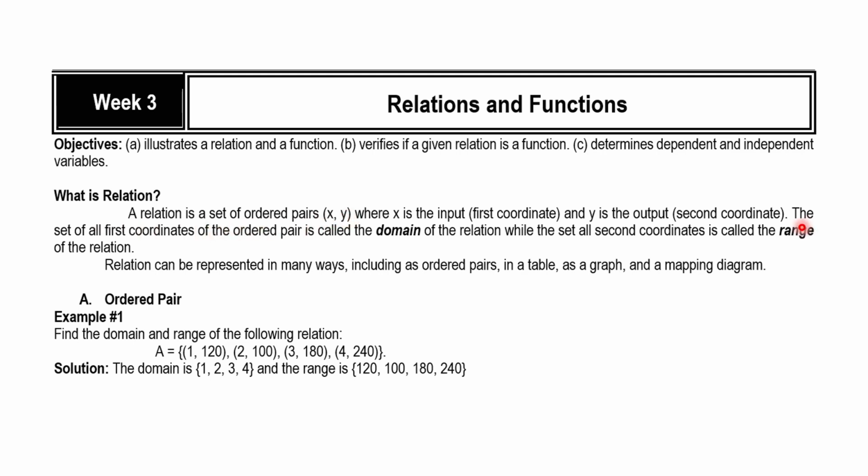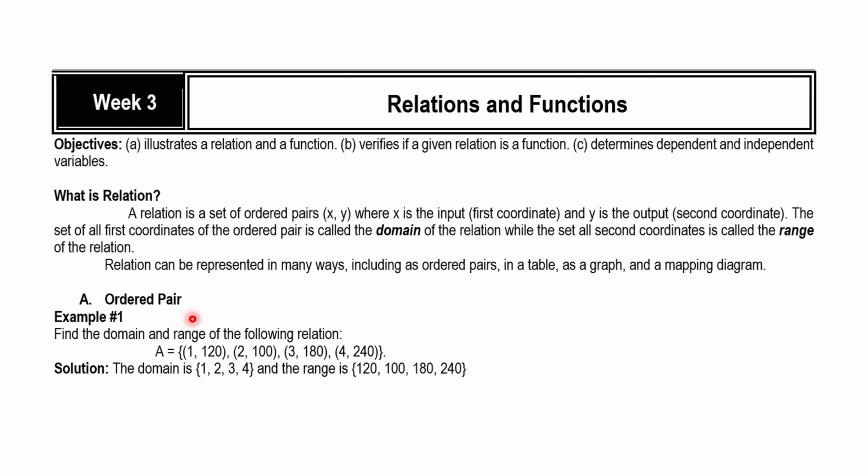A set of all first coordinates of the ordered pairs is called the domain of the relation, while the set of all second coordinates is called the range of the relation. A relation can be represented in many ways: as ordered pairs, as a table, as a graph, or as a mapping diagram. Now let us start with ordered pairs.